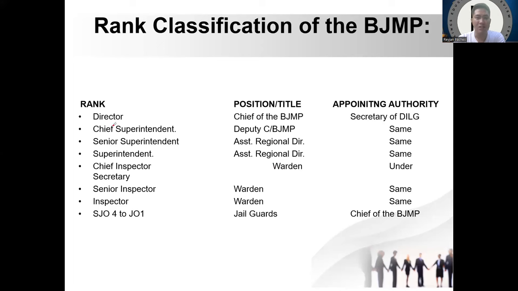Again, the highest rank in the BJMP is director. The highest position in the BJMP is the chief of the Bureau of Jail Management and Penology. The lowest rank in the BJMP class, of course, the JO1 or the Jail Officer 1. Of course, the lowest position or title is the jail guards. Okay, I hope it's clear. Okay, next.